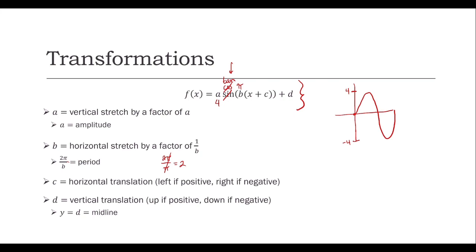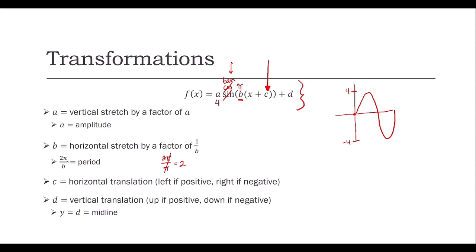Your c value is a horizontal translation. It'll move to the left if your c value is positive and right if it's negative. And if you notice here, your c value is your value being added after you've factored out whatever is in front of the x.